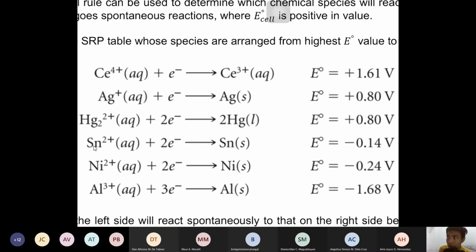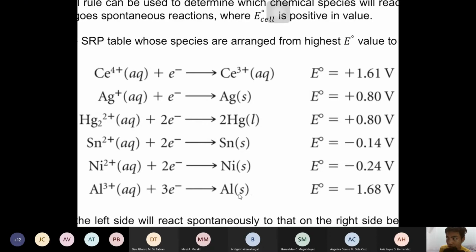Okay? Kunwari, ito naman, you have tin 2+. Saan siya magre-react? So, saan magre-react yung tin 2+? It is a species on the bottom right. So, ito yung tin 2+. Saan siya magre-react spontaneously?